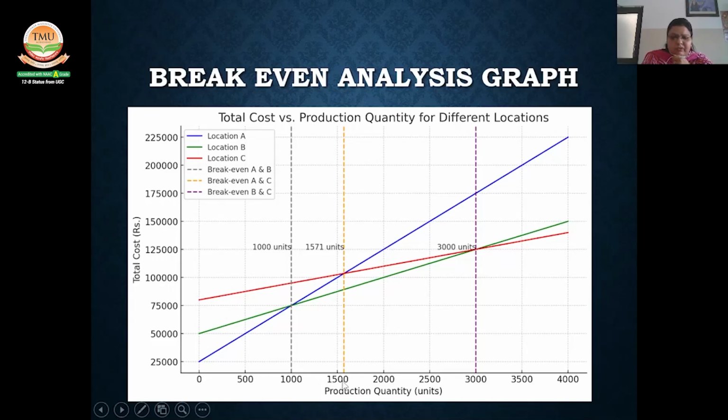Here, just come forward to 1571 units. At this point, when the red line and blue line intersect each other, this point is called the break-even point. Next, just come to 3000 units. The red line and green line intersect each other, and we found this break-even point at 3000 units. So as per this model, we can easily calculate which location is the best location. Clear?